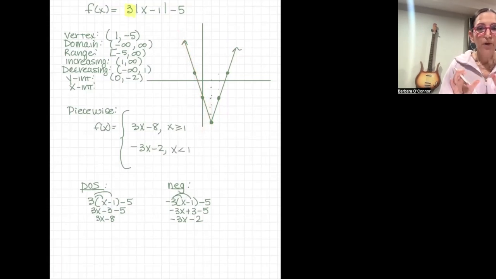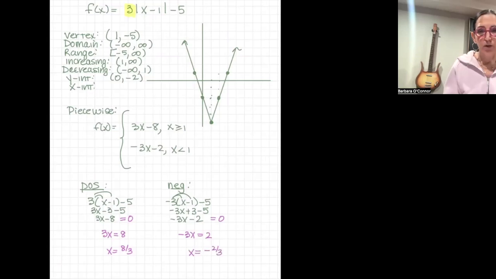Perfect. Now, I'm going to use those two piecewise pieces to find the x-intercepts. And I'm going to do that by setting each one equal to 0 and solving. So here I have 3x = 8, or x = 8/3. And I have -3x = 2, or x = -2/3. My x-intercepts are (8/3, 0) and (-2/3, 0). And there you have it, an absolute value graph and all of its info.